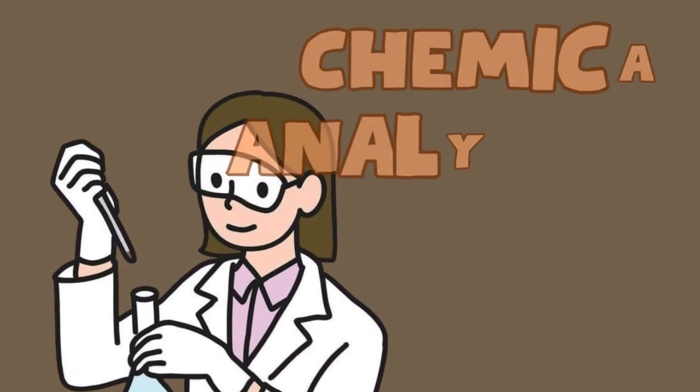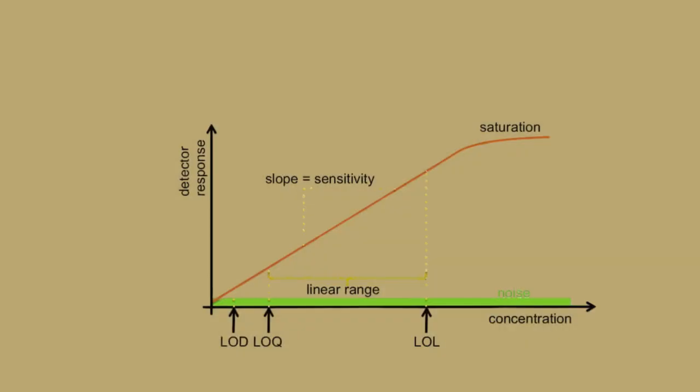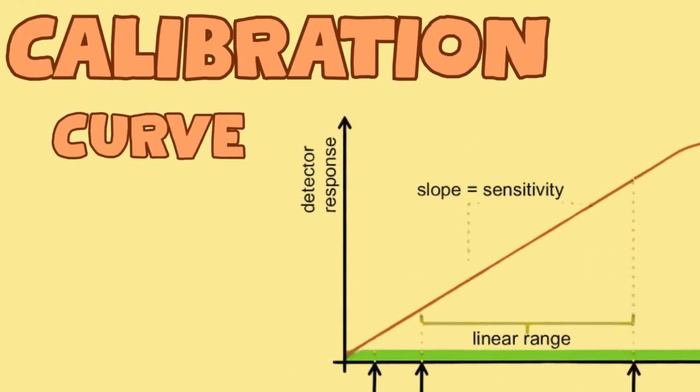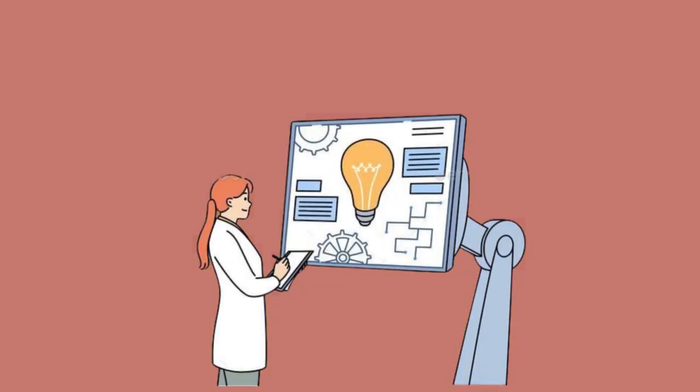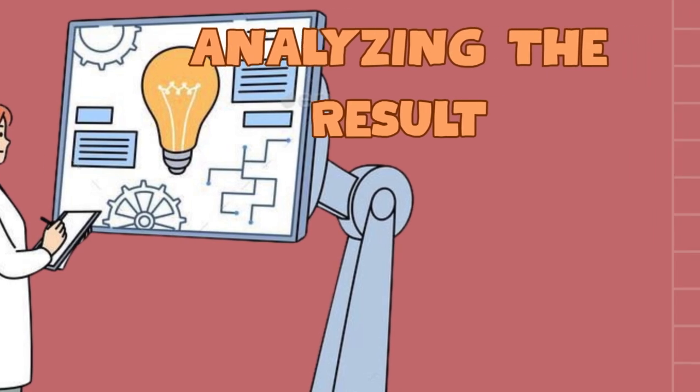Next, chemical analysis, determining the physical properties and chemical composition of matter. Calibration curve to determine the unknown concentration of a substance, the analyte, in the sample. Finally, analyzing the results, evaluating data from experiments to draw meaningful conclusions about sample properties.